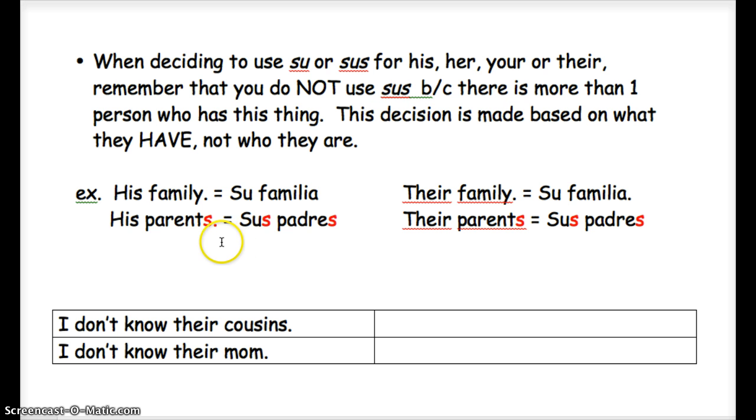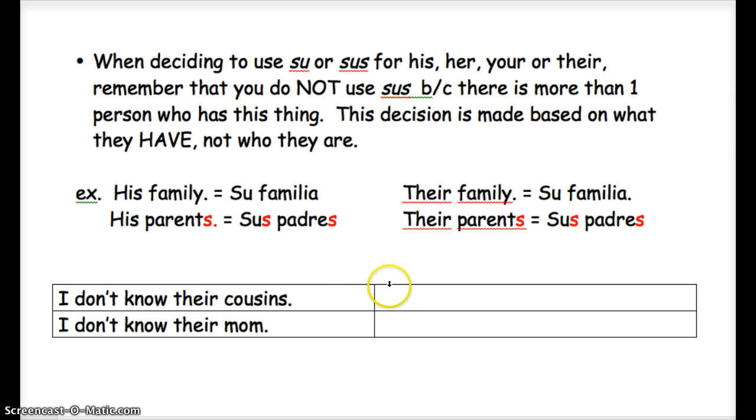His parents, sus padres. Even though there's just one guy who has these parents, it reflects the fact that he has more than one. It's not based on who he is, it's based on what he has. So their parents as well. Sus, because it's padres that they have. Now remember, if it isn't clear from context, if someone is confused, they'll say, oh, los padres de ellos. The parents of them, to clear it up.